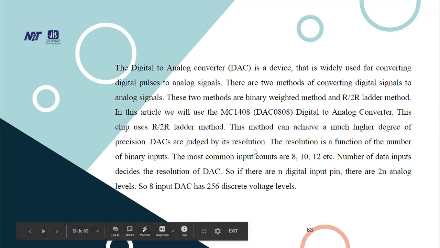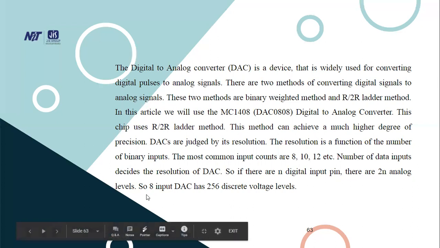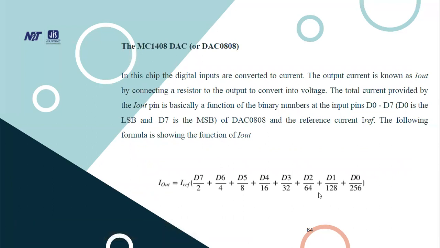This method can achieve a much higher degree of precision. DACs are judged by their resolution. The resolution is a function of the number of binary inputs. The most common input counts are 8, 10, 12, etc. The number of data inputs decides the resolution of the DAC. So if there are n digital input pins, there are 2 to the power n analog levels. So an 8 input DAC has 256 discrete voltage levels, that is, 2 to the power 8 is equal to 256.